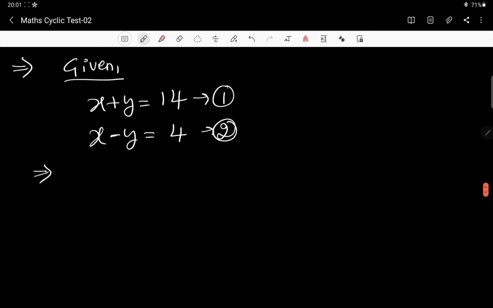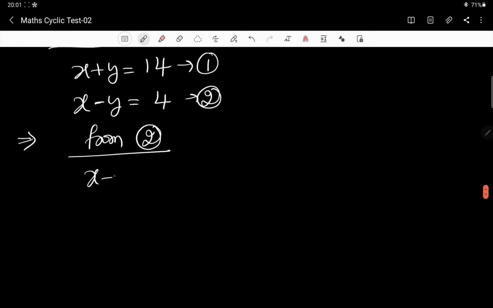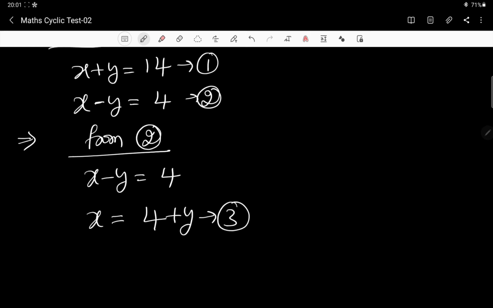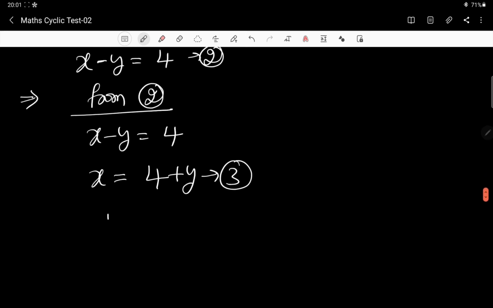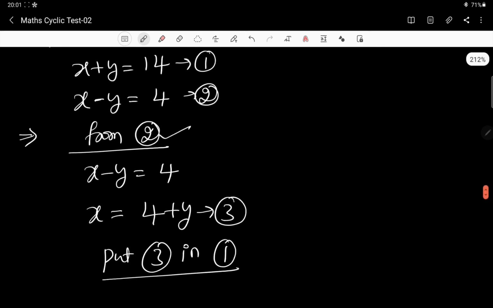Now in this, whichever you want you can choose. I will choose the second equation. What is equation number 2? Equation number 2 is x minus y is equal to 4, no? So from this I can write it as x is equal to 4 plus y, correct? Let me call it equation number 3. I am going to put this equation number 3 in equation number 1, because from 2 I have got this, so I am going to place it in equation number 1.